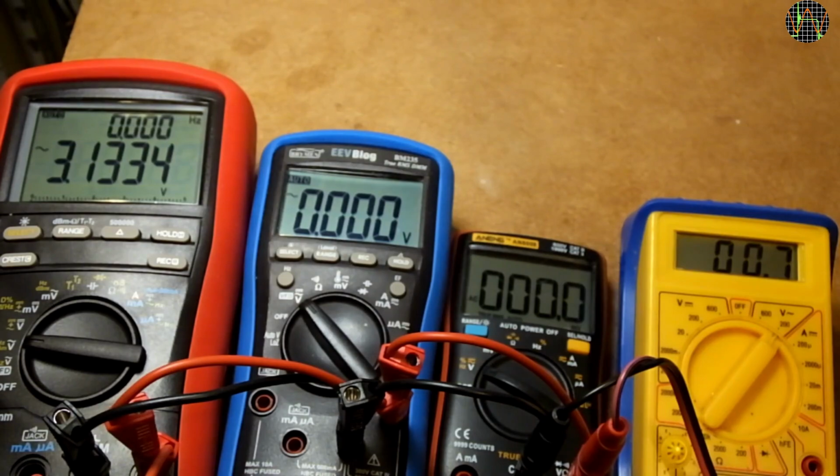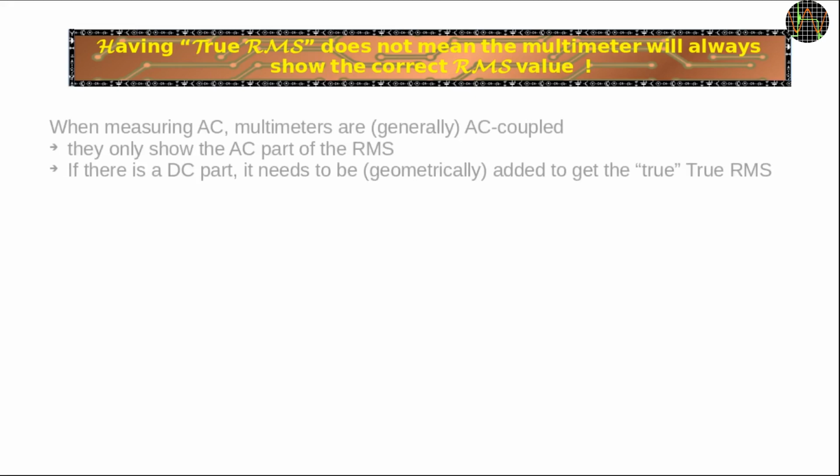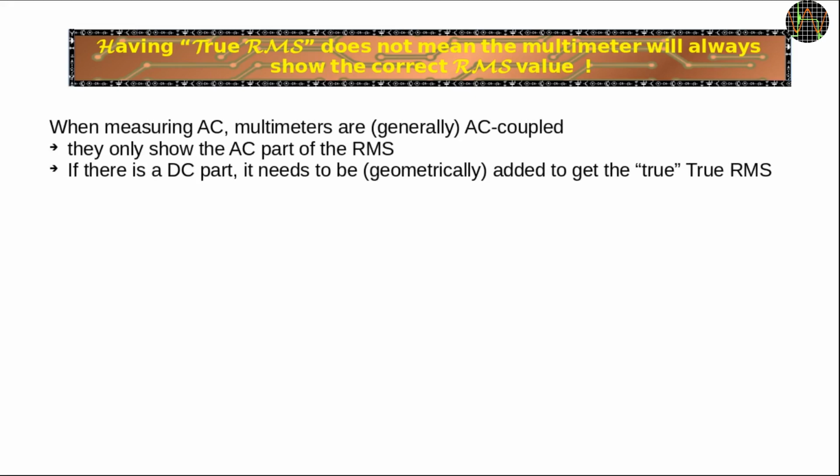Anyway, time to wrap things up. Okay, so here's the key lesson that I have learned from all this. It may be surprising to you, it certainly was for me. Just because your meter says True RMS doesn't mean you can probe whatever waveform and it will always show you the True RMS. The underlying reason is that most affordable multimeters are AC coupled when measuring AC, so they only show the AC part of the RMS.